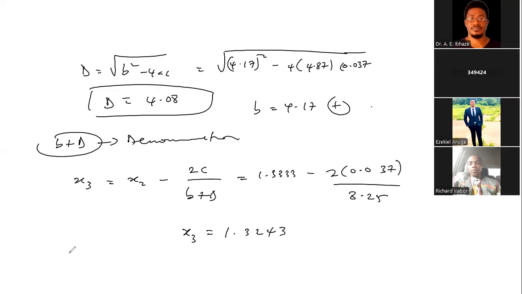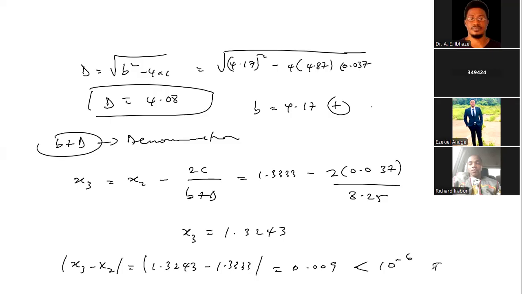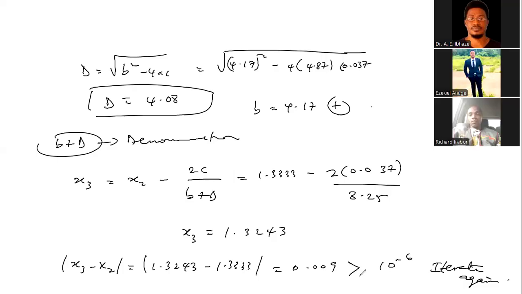And this is going to give us S3 to be 1.3243. And once again, we can test for convergence, S3 minus S2. So this will be 1.3243 minus 1.3333. This is going to give us 0.009. Well, it is still less than 10 to the power of minus 6. So we are going to iterate again. No, it's greater. Sorry, this is greater. So then we are going to iterate again.